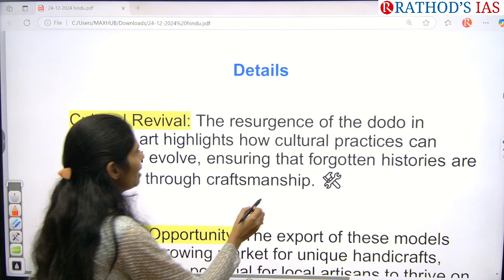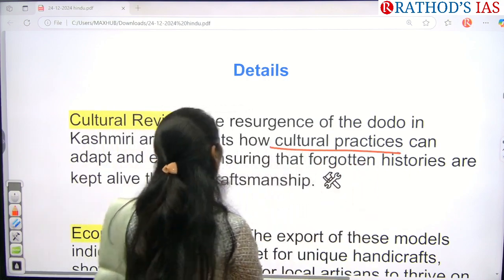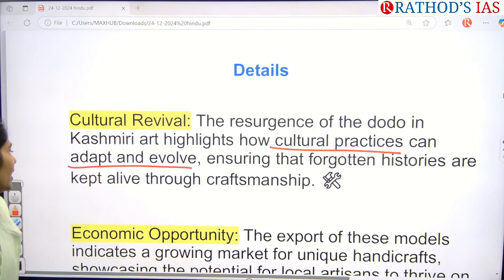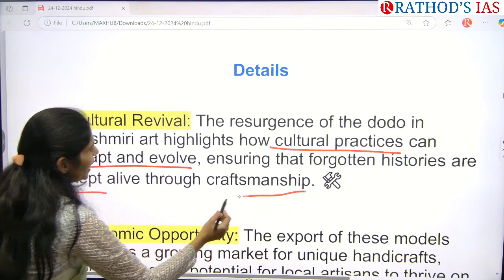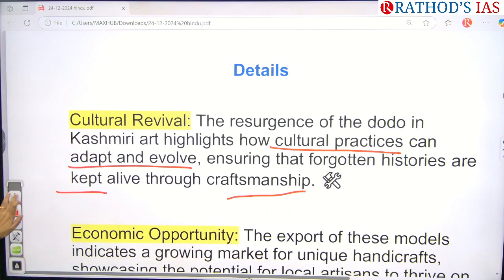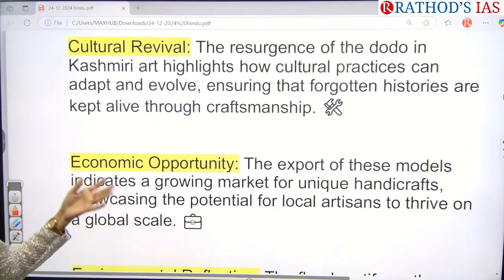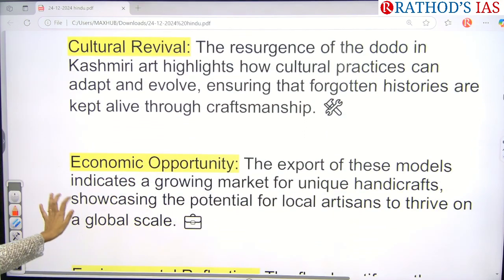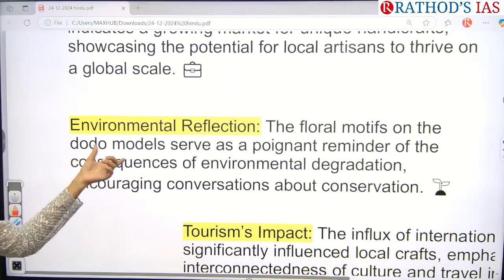So actually this article says that whenever we make this kind of models, we can revive our cultural practices. We can adapt and we can evolve so that we can ensure our forgotten histories are kept alive through craftsmanship. And this will also provide, as I said, local markets, local economy, local livelihood, everything. And this one here is we are also reflecting the environment.